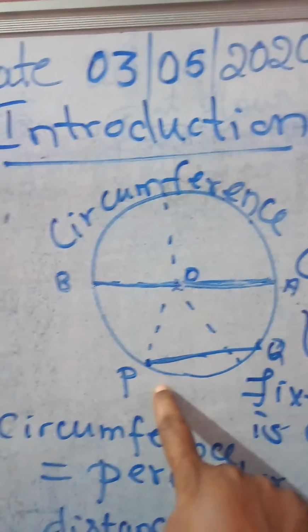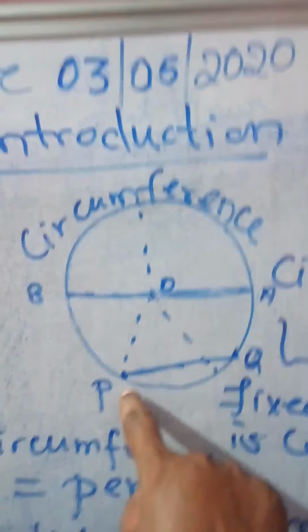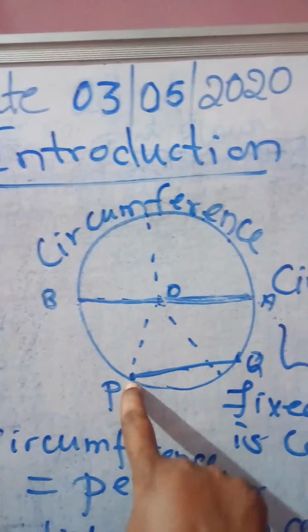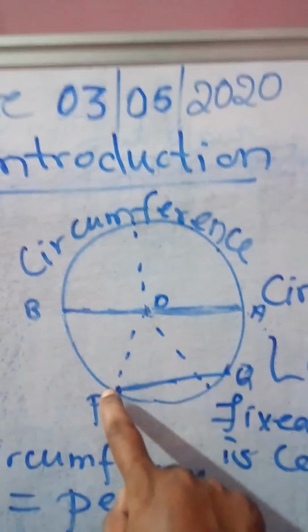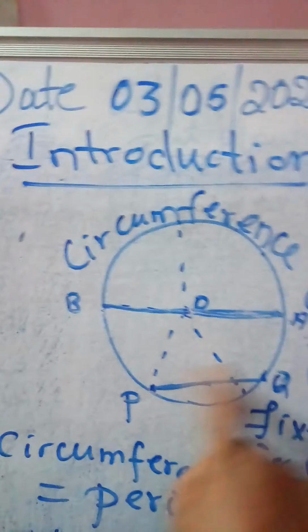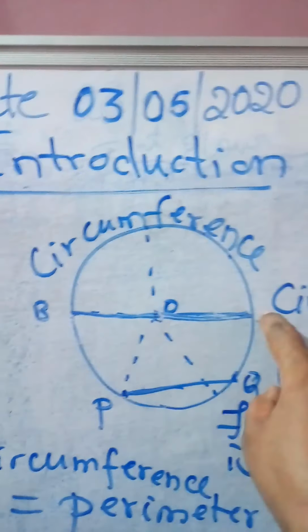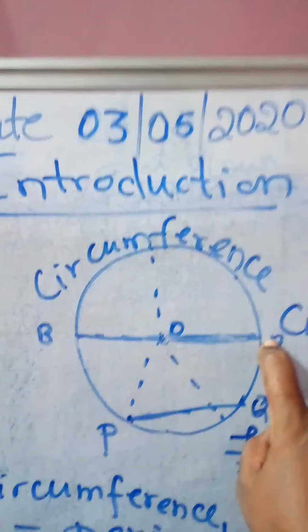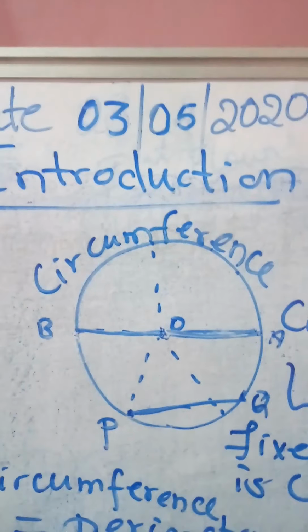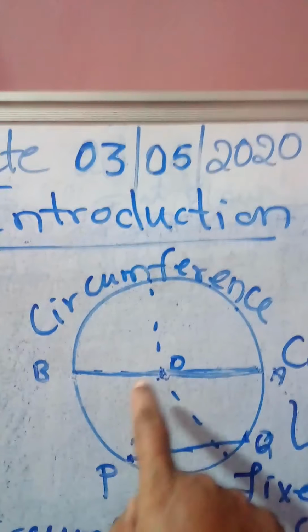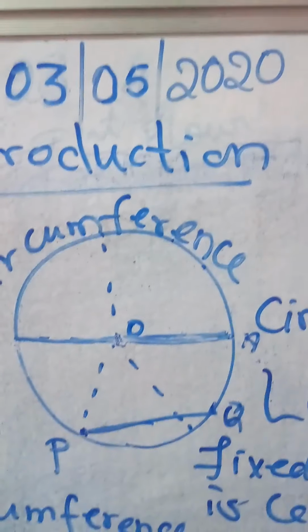Next, let's see what a chord is. A chord is a line joining any two points on the circle. Now, P is a point and Q is a point. I've joined these two points with a line. This line you call a chord. Here also B and A are any two points on a circle. So BOA is a chord and we call it the biggest chord. So the diameter is also called the biggest chord of the circle. And a diameter is made up of two radii, see here OA and OB.